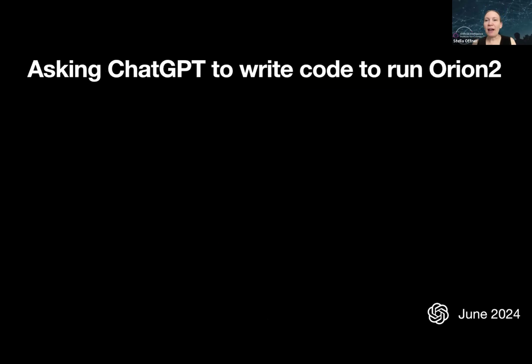But what about computational astrophysics code? What about what we would consider not just data analysis, but high performance computing, hydrodynamics, these kinds of things. So in June 2024, we asked ChatGPT to write code to run Orion 2, like to do a setup.